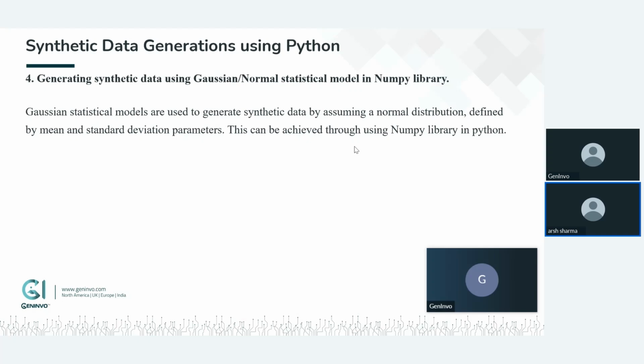Next is the one that we talked about, generating synthetic data using the Gaussian or normal statistical model in the NumPy library. Gaussian statistical models are used to generate synthetic data by assuming a normal distribution. It means a distributed curve where the mean is always in the center, defined by mean and standard deviation parameters. This can be achieved using the NumPy library.